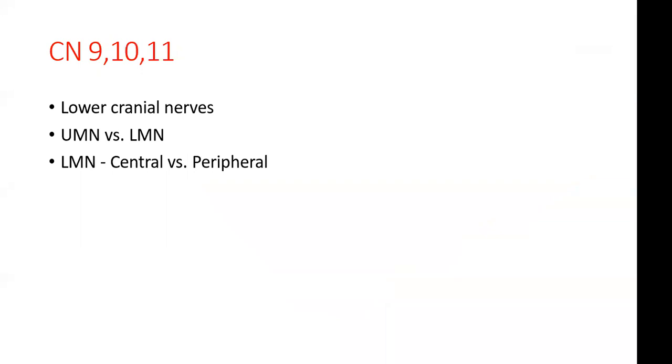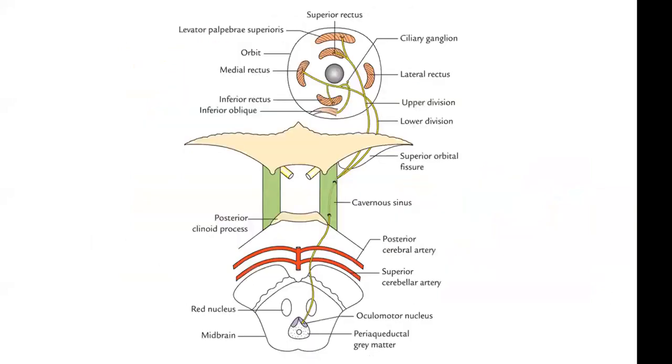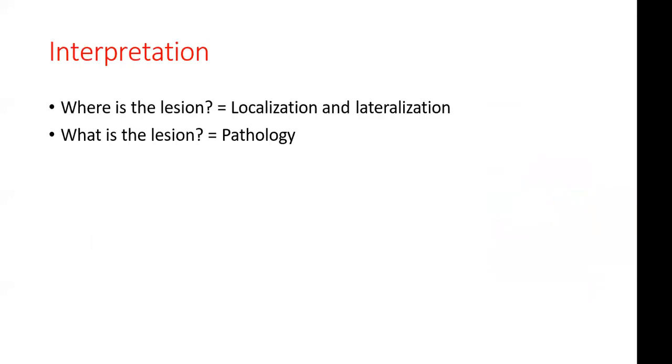Now we come to the last one, the last set of cranial nerves. So any questions up to now, please ask on the group. Up to now, we have discussed how to answer these two questions in neurology based on our cranial nerve findings. Where is the lesion? That is localization, lateralization. And what is the lesion? This is based on the pathology.